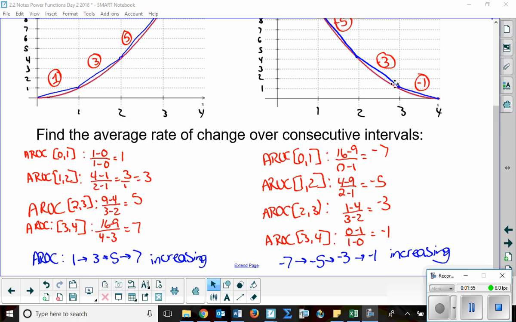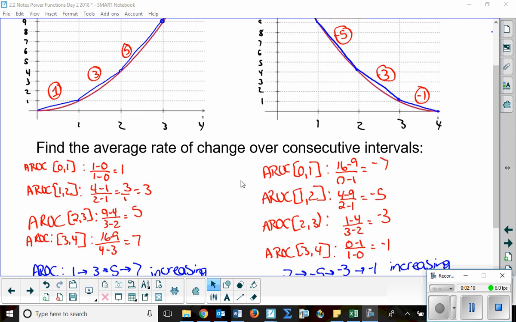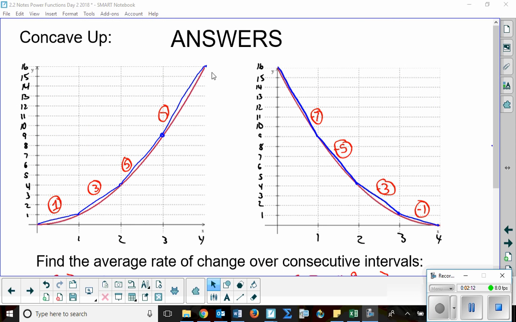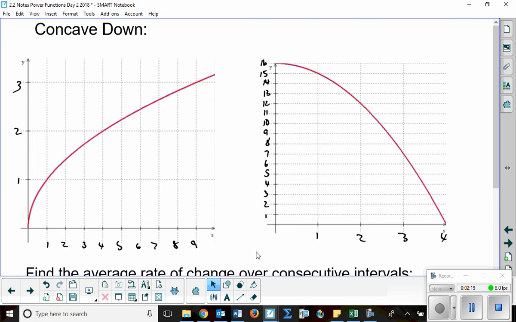Or on this graph over here, as we come down, it went from -7 to -5 to -3 to -1. In both of these cases, the average rates of change are increasing over intervals as you move from left to right. And because the average rates of change are increasing, that is why both of these functions are concave up.